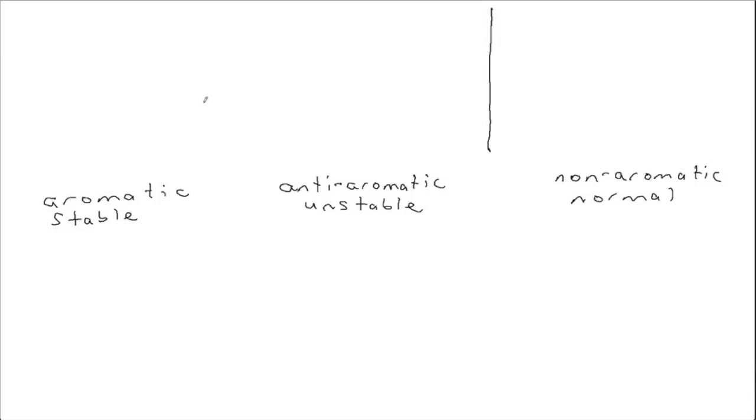In order to be on the left side, first of all, the molecule has to be a ring. The fancy word for a ring is cyclic, but we could just call it a ring. So if you're not a ring, you must be non-aromatic.